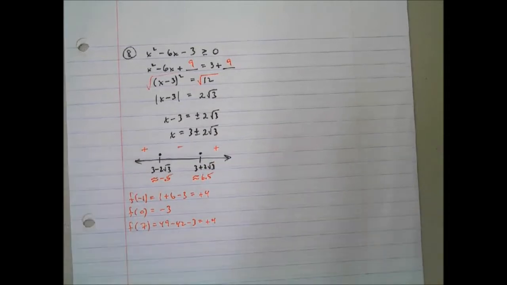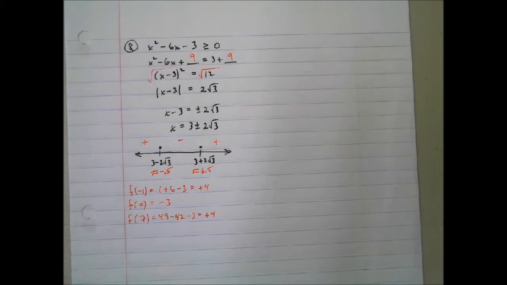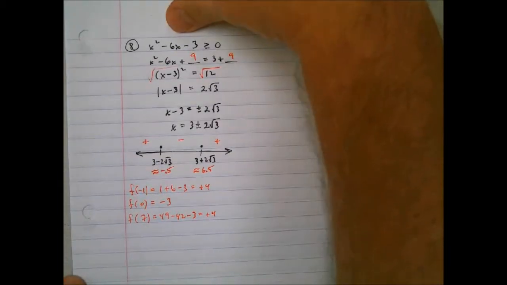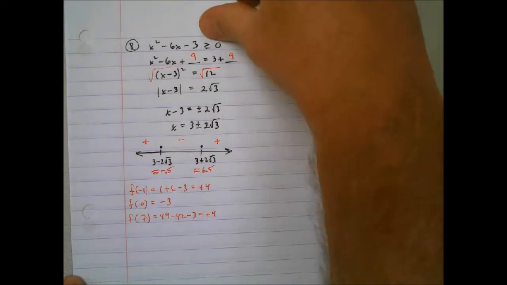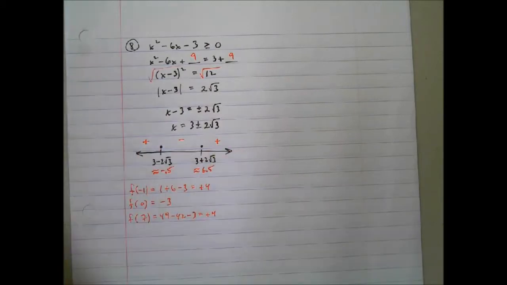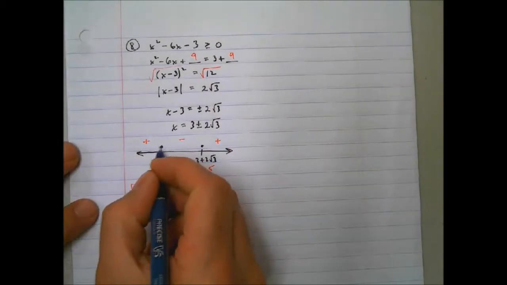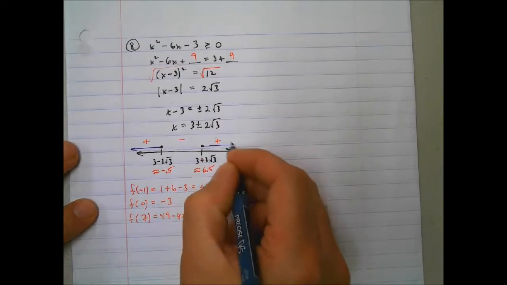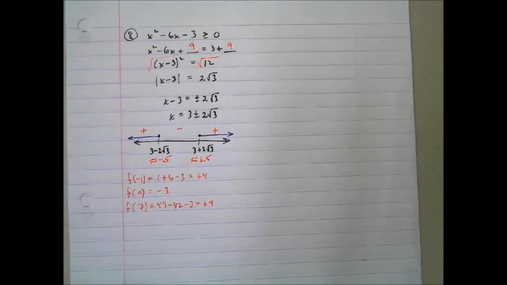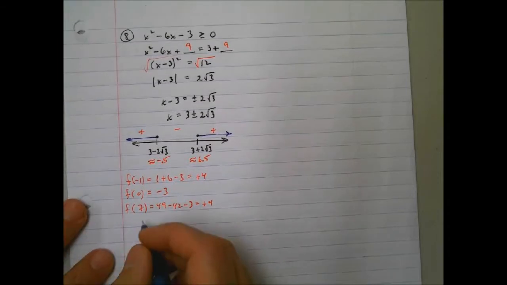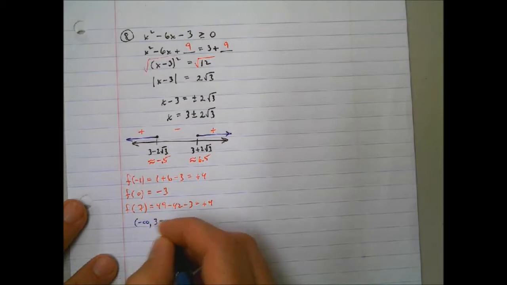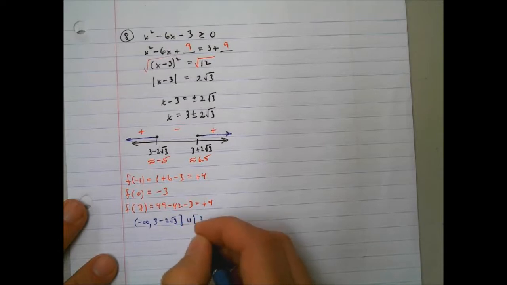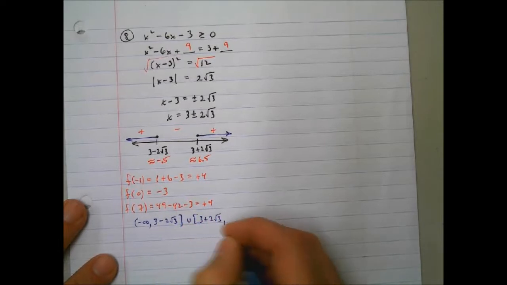Positive. Okay, so we are looking for where this function on the left is greater than or equal to 0. The equal part are the zeros. Greater than 0, or where it's positive. So we want out here to the left and out here to the right. And so our final solution, using interval notation, is negative infinity to 3 minus 2 root 3, union 3 plus 2 root 3 to infinity.